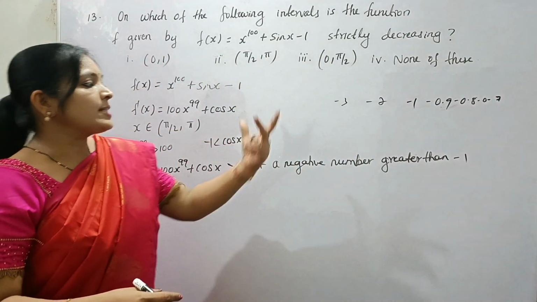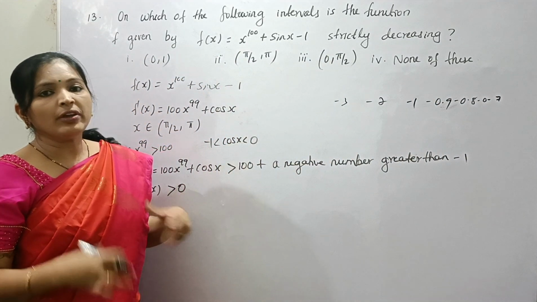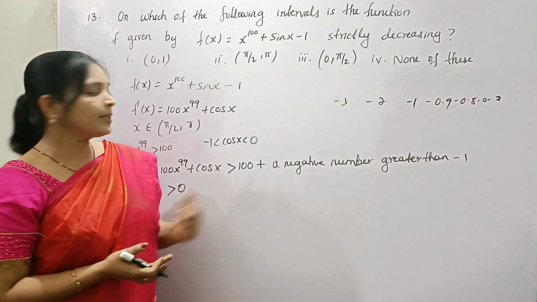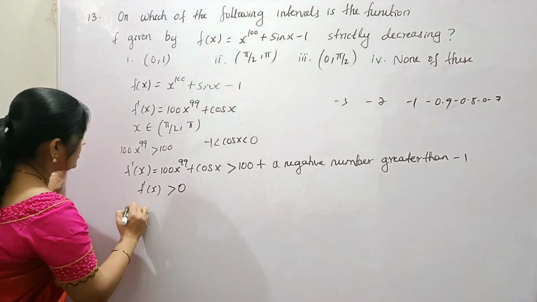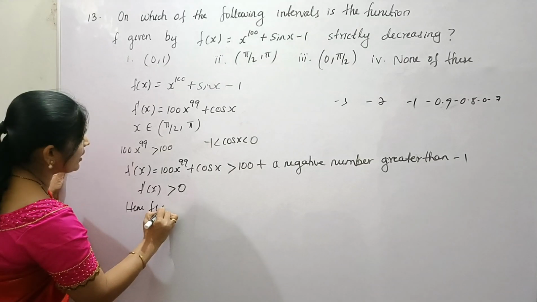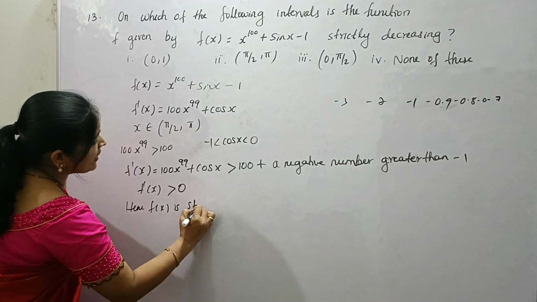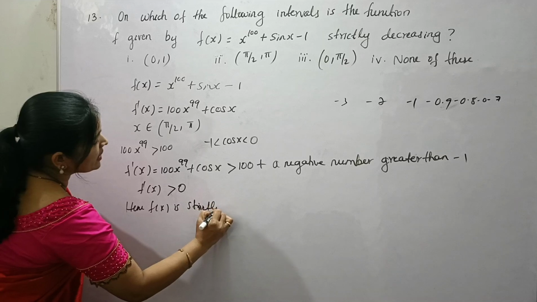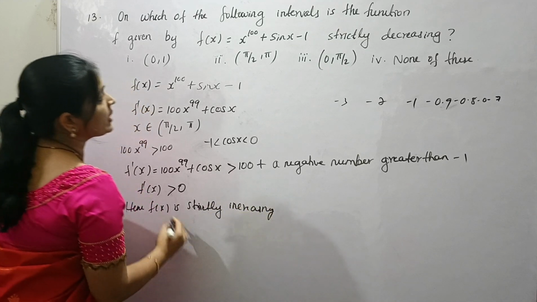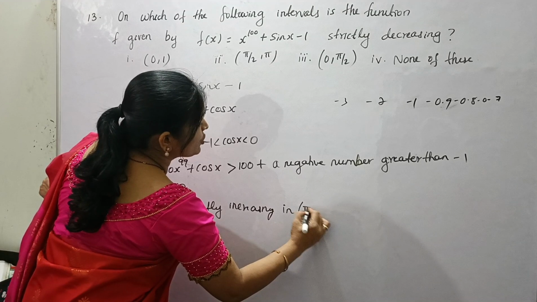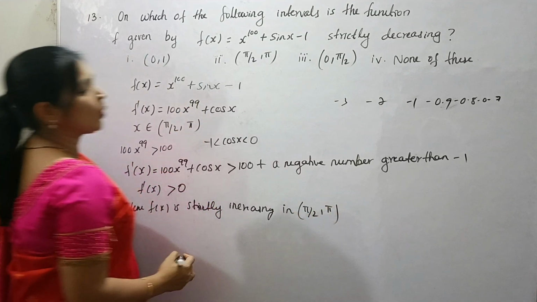So if we add such numbers here with this 100, we will get a positive number itself, right? So here f dash of x is greater than 0. Hence f of x is strictly increasing in pi by 2 to pi.